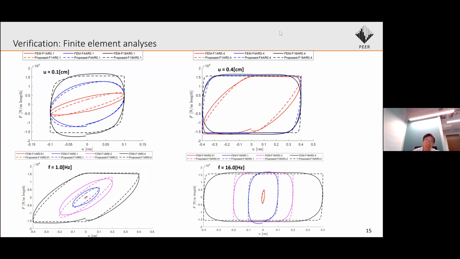Those figures show the force displacement curve for the FEM result and proposed model. The solid lines are the result from the finite element method, and the dashed lines are the result from our proposed model. So generally, we can see that the two methods agree well with each other. And also when the frequency varies or the displacement amplitude varies, the slope and area enclosed by those force displacement curves change, indicating that the system stiffness and also the system damping coefficient change.